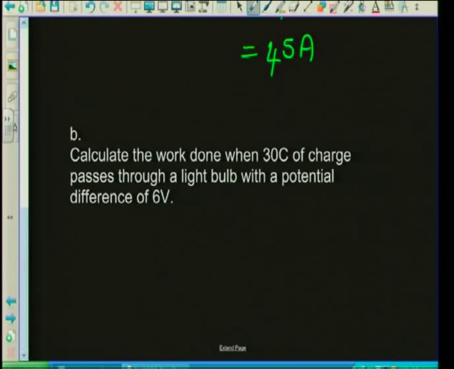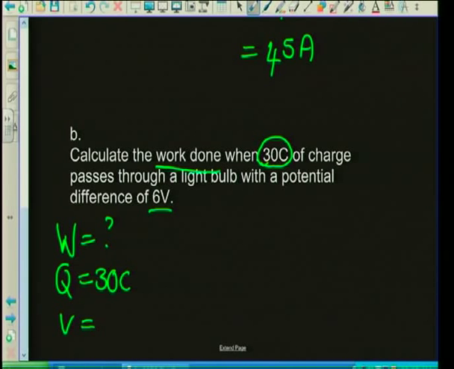Good. Okay, here we go. Right. Calculate the work done. Work done, so that's W. Okay. When 30 coulombs of charge, so that's Q, passes through a light bulb with a potential difference of 6 volts, so that's V.